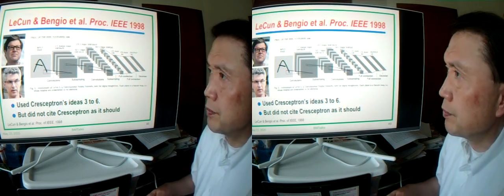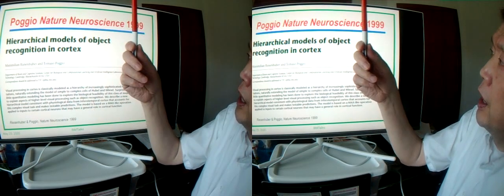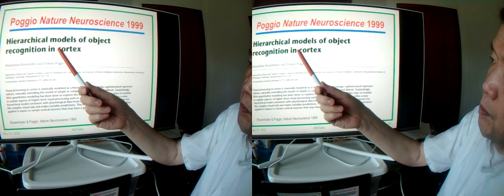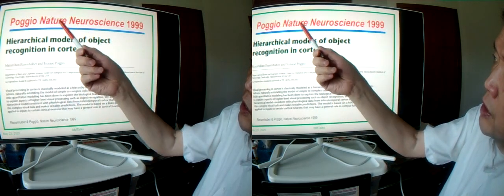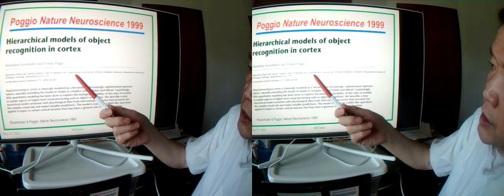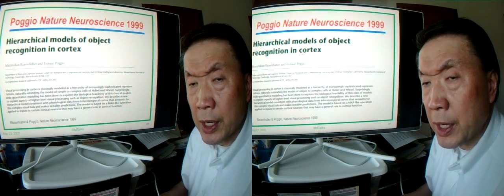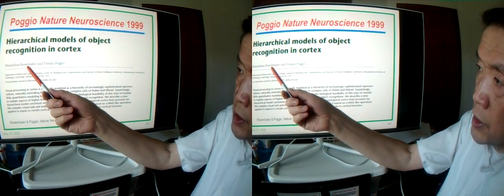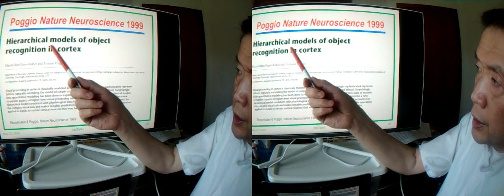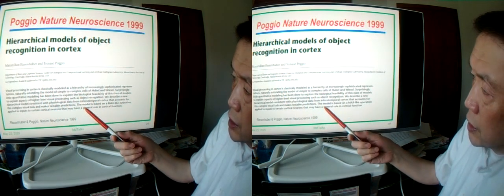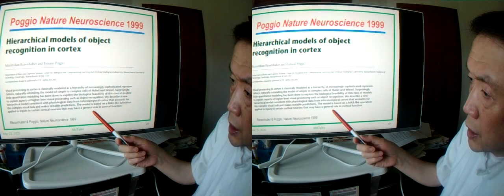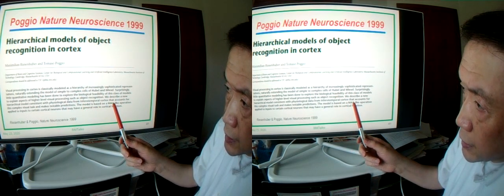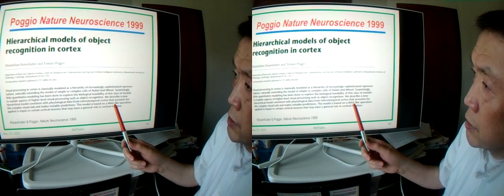Although it's 2D, they were already doing something about which I raised the issue of plagiarism. Poggio, in 1999, wrote a paper in Nature Neuroscience. At that time, they did not have an algorithm ready, and they were discussing only, with Riesenhuber and Poggio, and they already used the idea of max-like. You see that max-like? They already used that one.